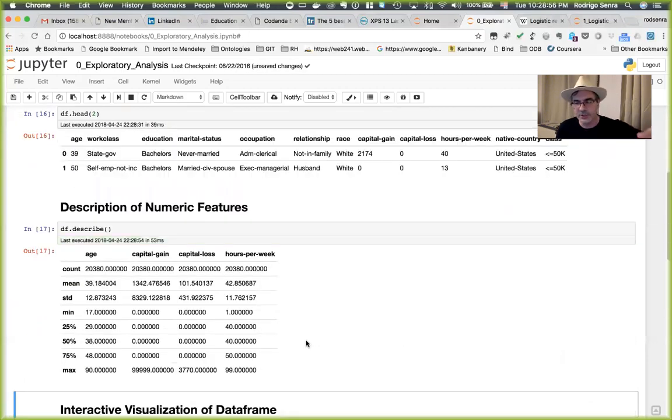Another way is to look at the whole data set and try to see, for example, for the age attribute. On average, people are 40 years old, but the standard deviation is about 12. So it means that we have people that are 40 years minus 12 years or plus 12 years. The youngest person is 17 years old, and the oldest is 90 years old. So here you can get an idea about the distribution of values in our data set.